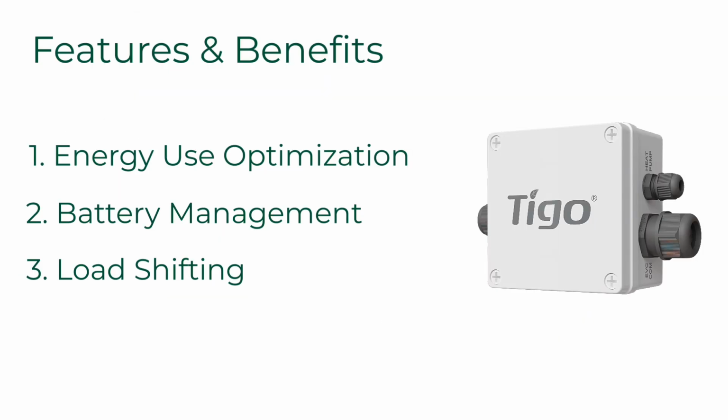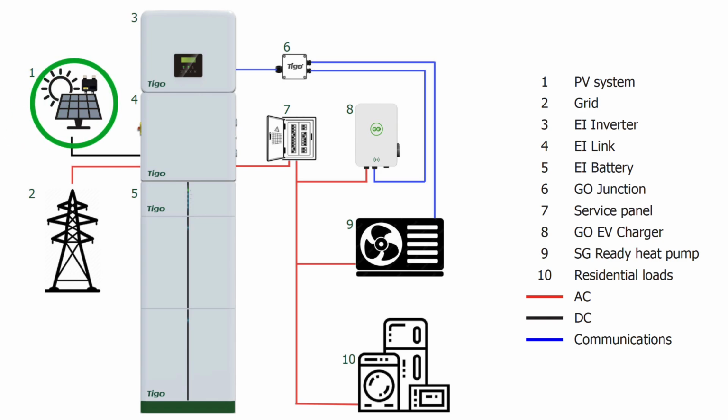Load shifting is a feature that prioritizes heat pump operation to times when solar energy is abundant, or electricity rates are lower, if you're on a time of use plan. This helps reduce your overall energy costs.